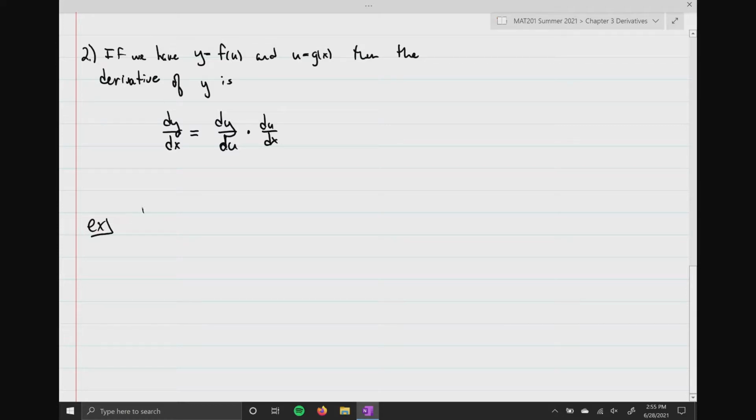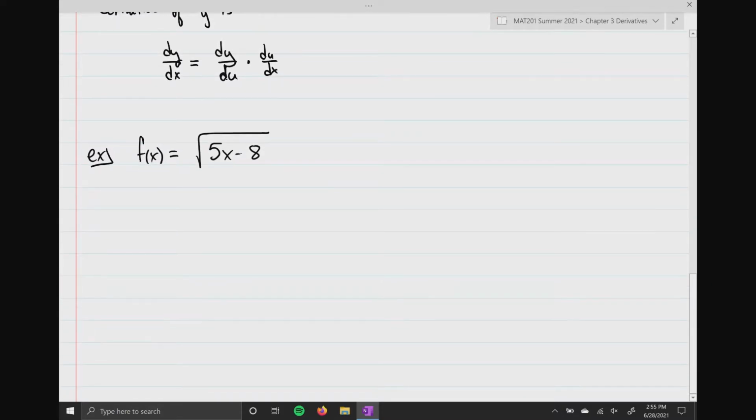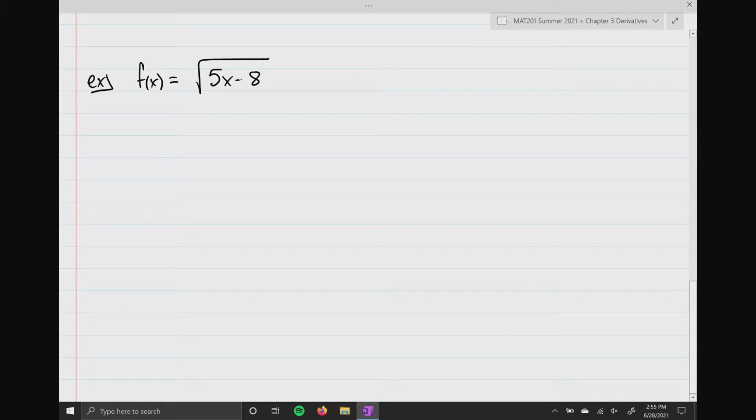So I'm going to say f of x equals the square root of 5x minus 8. Now, here we have a compositional function, and let me show you why. First, I'm going to rewrite the square root of 5x minus 8 as the quantity of 5x minus 8 raised to the 1/2 power. Now, if you're looking at this, we actually have a compositional function.